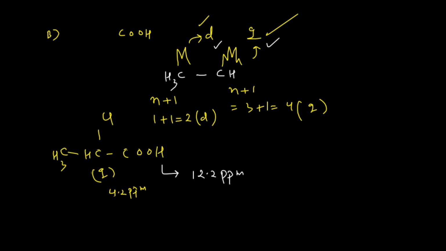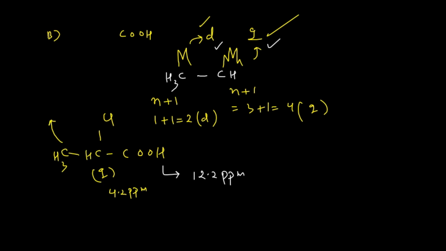Your next signal, which is nothing but a doublet, I'm adding D for this one. It is appearing at 1.8 ppm. Okay, so this is how your proton NMR spectrum is useful in differentiating the two different isomers.